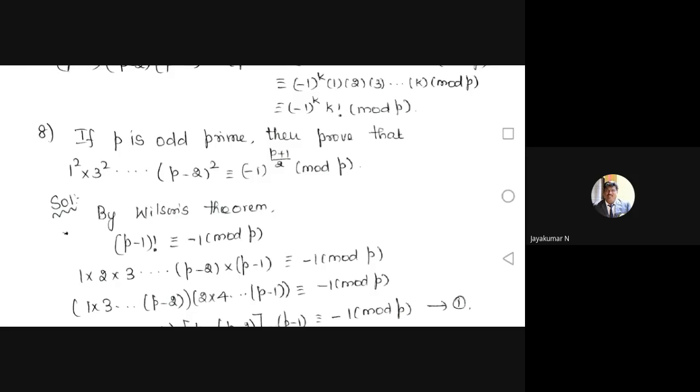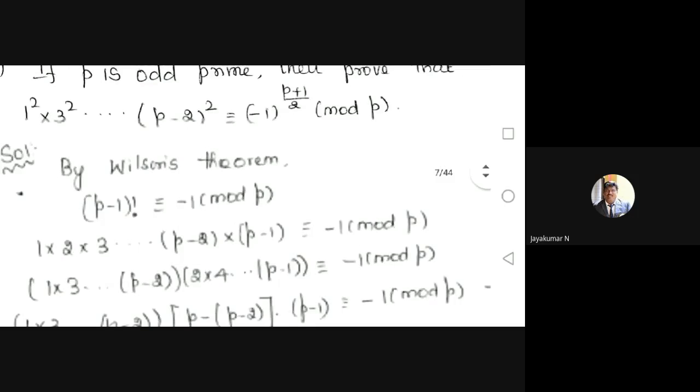Now the product can be separated into odd and even integers. Collect only the odd integers 1, 3, 5, 7. Therefore 1 into 3 into 5 into 7 into up to P minus 2, into the product of even integers, that is 2 into 4 into 6 into 8 into up to P minus 1. Since P is an odd prime, P minus 1 should be even, and P minus 2 should be odd.